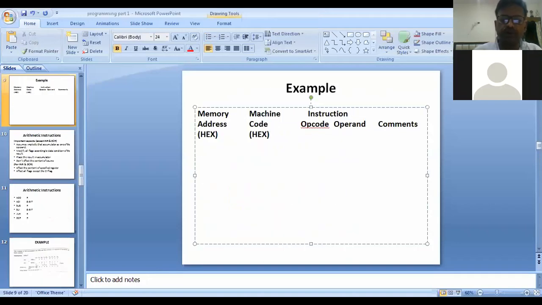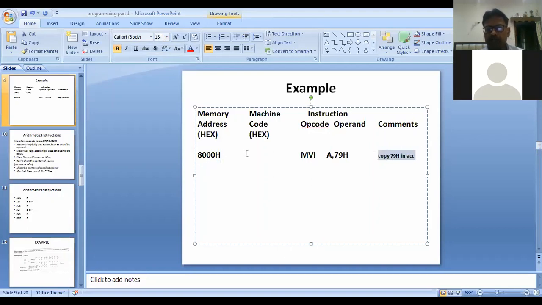Suppose we start writing the program from 8000. We will not write the memory address first. First of all, we will write the instructions. So we'll write MVI A, then the operand 79H. And in the comment, we will write: copy 79H in accumulator.